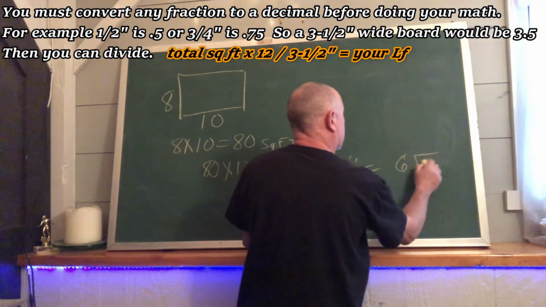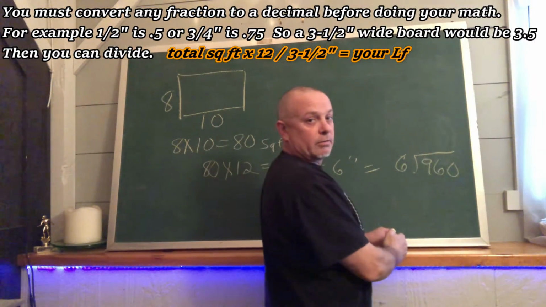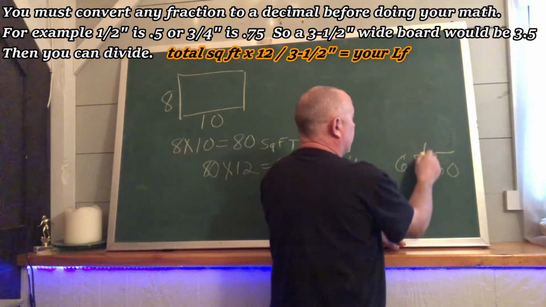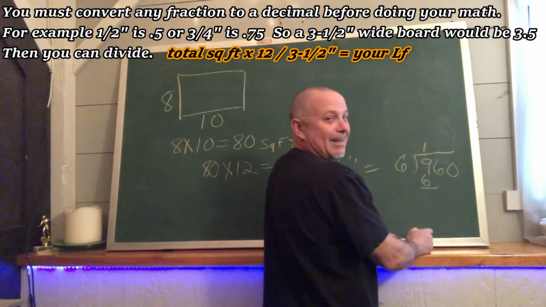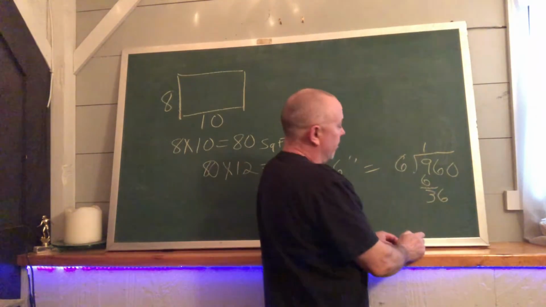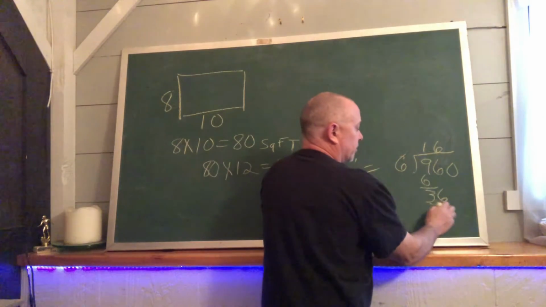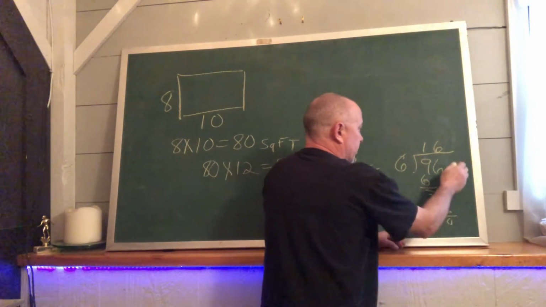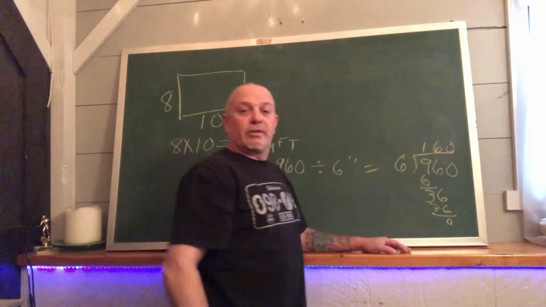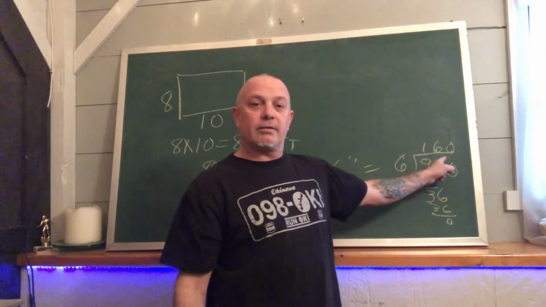6 into 960. Ready? My kids wouldn't even know how to do this, I don't think. 6 into 9, 1 time. 6 into 33, bring the 6 down. 6 goes into 36, 6 times 6, 36. 0. 160. 160 linear feet. See that, kids? Common Core.